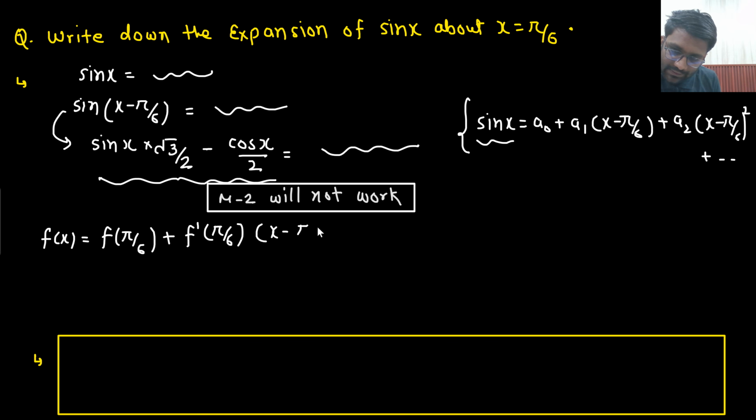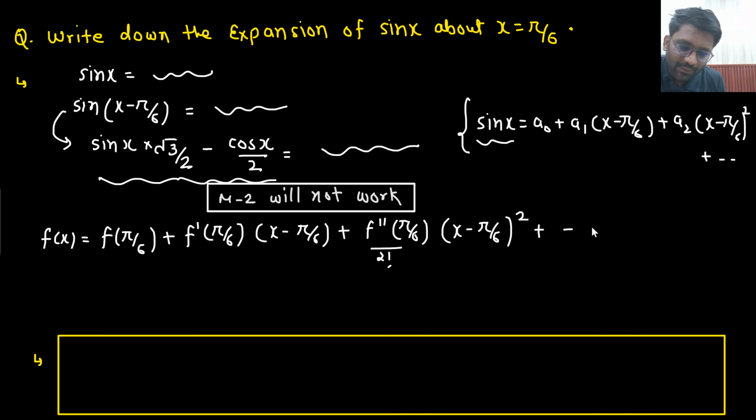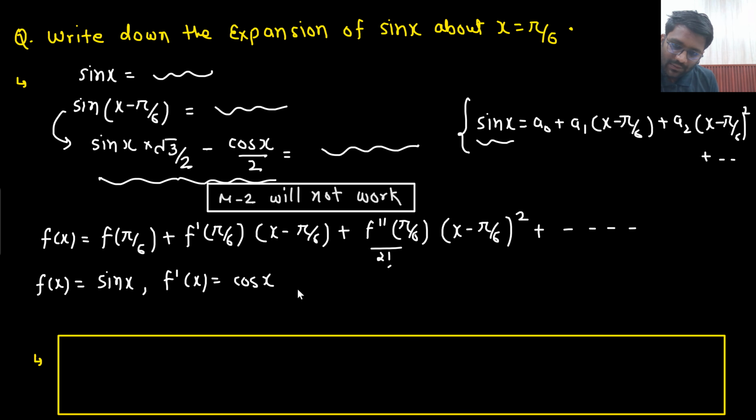Plus f dash of pi by 6 into x minus pi by 6, plus f double dash of pi by 6 divided by 2 factorial into x minus pi by 6 whole square, and so on. Then from here find out the value of f x. f x is sin x only. What is f dash x? f dash x is cos x. What will be f double dash x? That will be minus sin x.